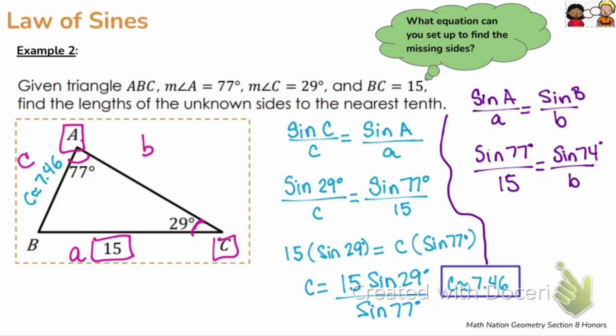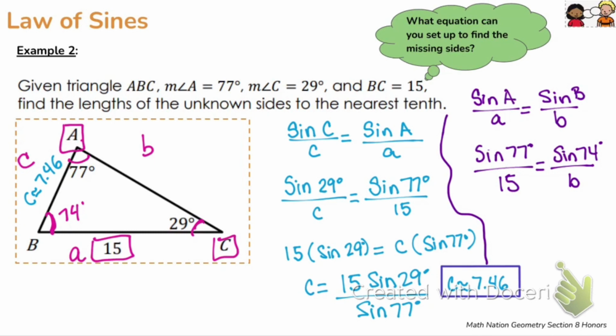How do we know that this is 74, by the way? We know that this angle is 74 because all three angles have to add up to 180. So if you have 180 and you subtract 77 and subtract 29 from it, that equals 74 degrees, and that's how I know that B measures 74 degrees.